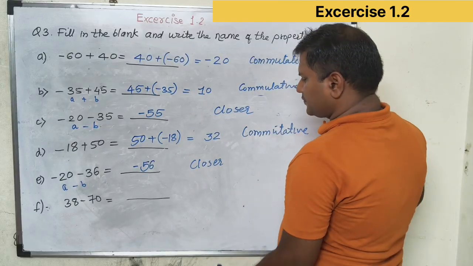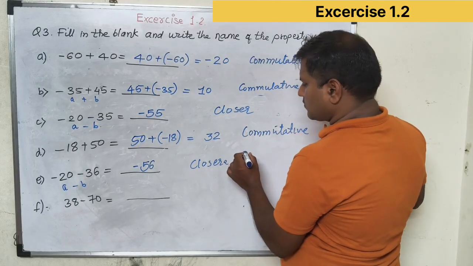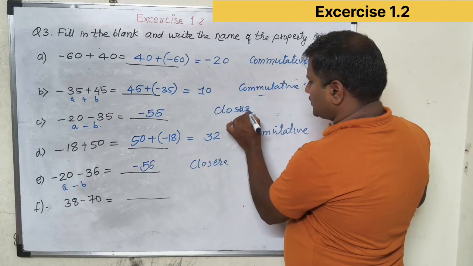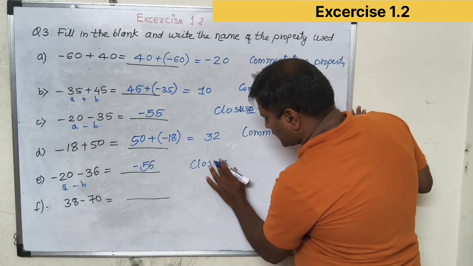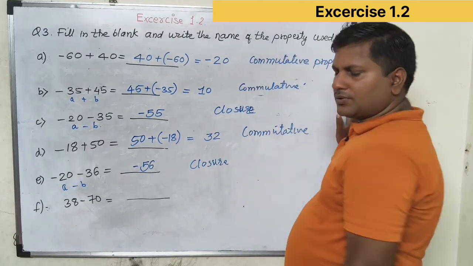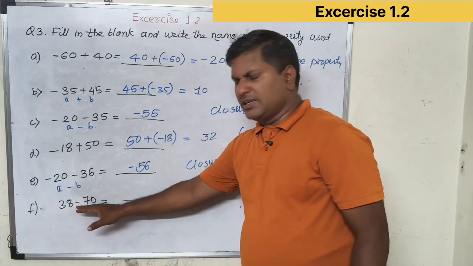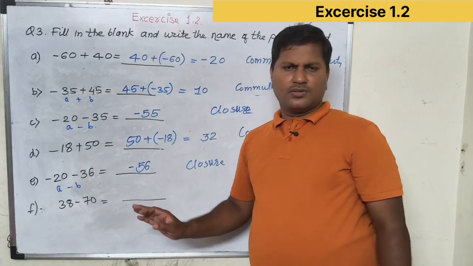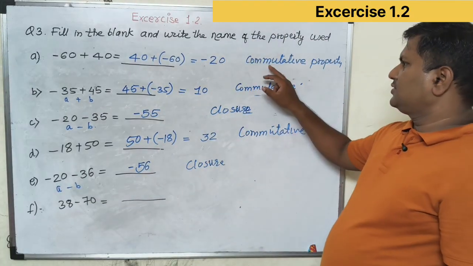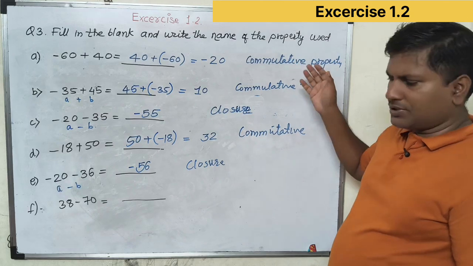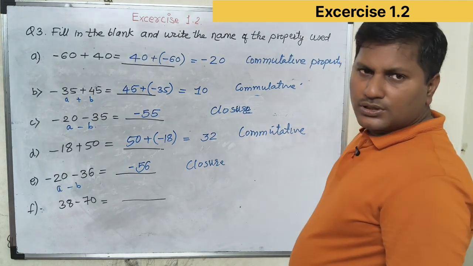Closure, this is the closure property. Next, 38 minus 70, so subtraction. It definitely does not follow the commutative or associative property. It is only the closure property.